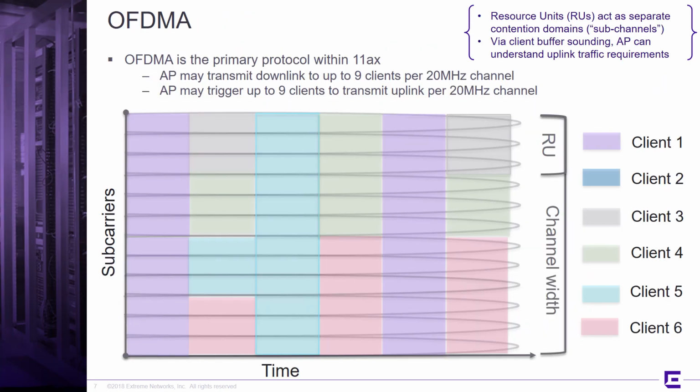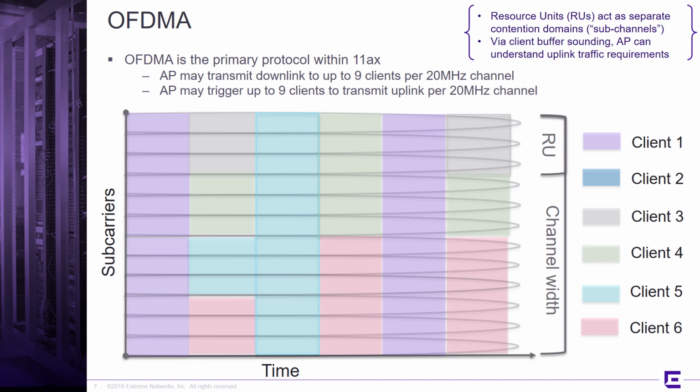This slide goes right to the heart of what OFDMA is. This is where the access point is assigning the resource units to the clients for uplink or downlink transmission, up to 9 clients per 20 megahertz wide channel. Now you can see that starting on the left side, we have one color that is representing one client assigned to the entire 242 tones, the entire channel, if you will.